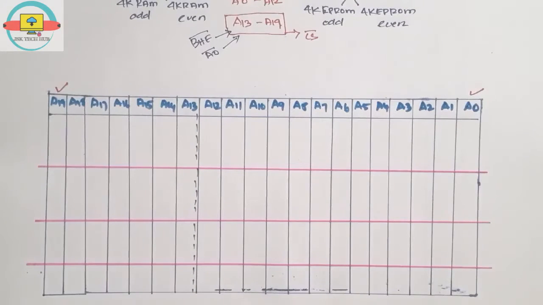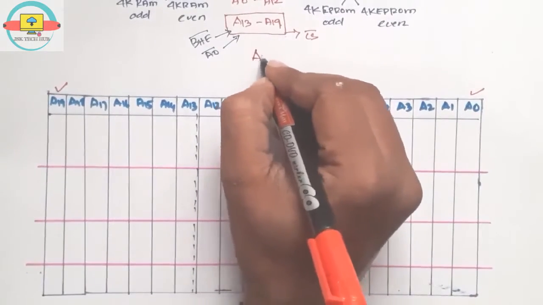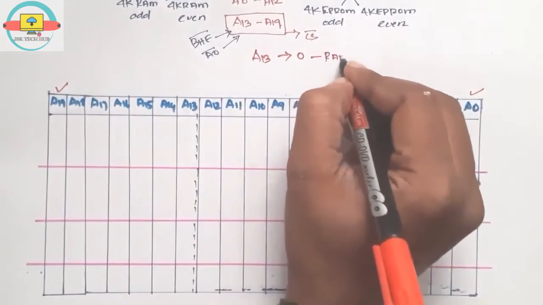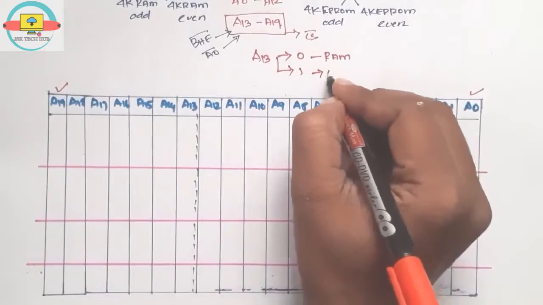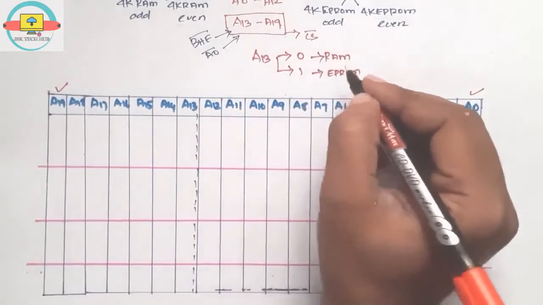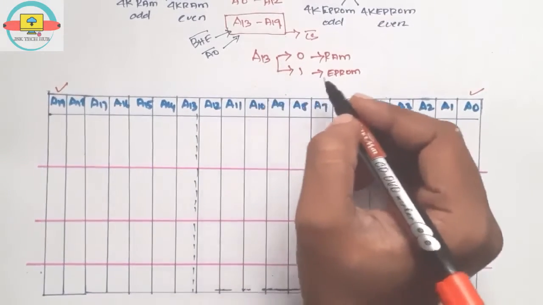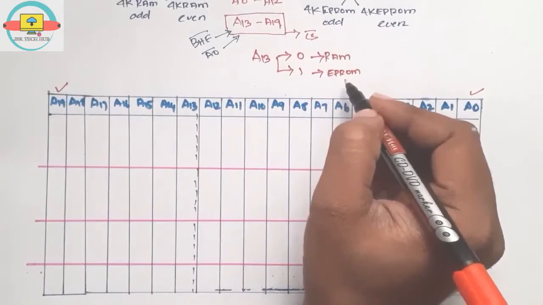Apart from A0 to A12, the other lines we are going to use for generating the control logic. Among A13 to A19, the A13 line we are going to use for selecting the RAM and ROM type memory. For example, if A13 is equal to 0, we are going to select the RAM type memory. Suppose A13 is equal to 1, we are going to select the EEPROM memory, or the processor is accessing the data from the EEPROM memory. So this is the use of the A13 address line to generate the control logic for selecting the RAM and EEPROM memory.